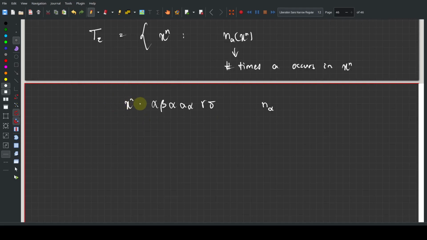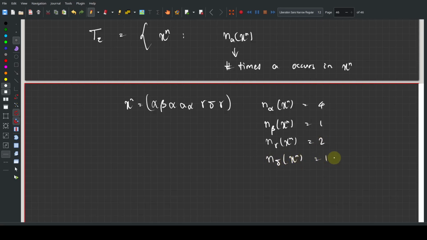N_beta of Xn. So if this is my Xn, let me take this. I just count the number of times symbol alpha occurs. This is just 4. N_beta of Xn is 1 because beta occurs only once. N_gamma of Xn equals 2, and N_delta of Xn equals 1. I just count the number of times each symbol occurs.